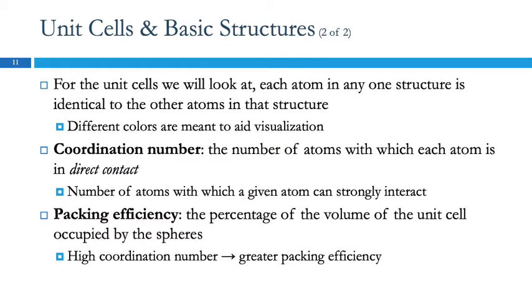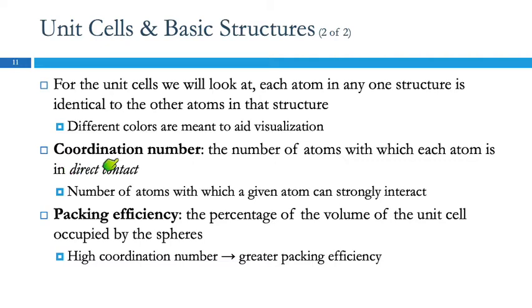So we're going to look at some different unit cells, and it can be a little bit difficult to visualize what's going on, because it's hard to represent something three-dimensional on a two-dimensional screen. In this section, all the unit cells we're looking at, the individual atoms are identical, even though they may have different colors in the illustration. The different colors are just so we can see it a little better.